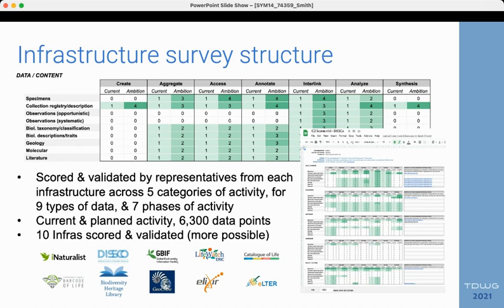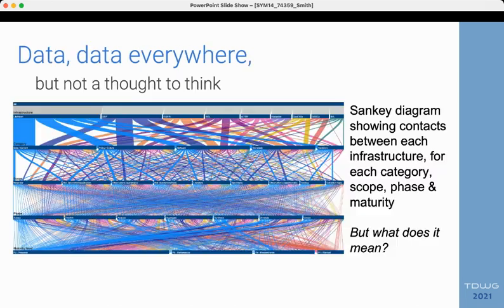I won't go into why those 10, but it was 10 large ones that were mindful of their proximity in terms of activities to what's going on in DISCO. And we circulated this sheet alongside the instructions and asked representatives from each of those infrastructures to then score themselves. And we ended up with this really amazing data set, some 6,300 data points for those 10 infrastructures, giving a picture not only of what they're doing now, but where they plan to be in the future.